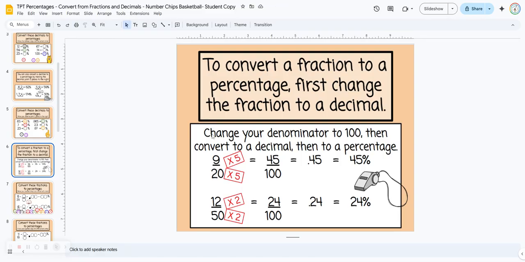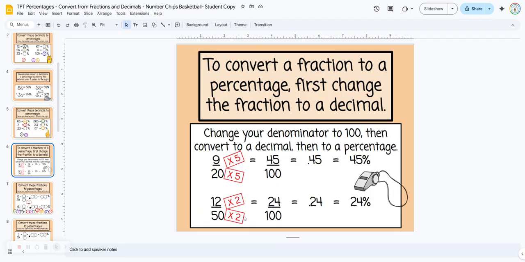Then they're shown how to convert a fraction to a percentage. Here, they want to create an equivalent fraction with 100 in the denominator. So that's one way to do this. So if they multiply the numerator and denominator by 5, they're going to get an equivalent fraction of 45 hundredths. So now they're comparing out of 100. It would be the same as 45 hundredths as a decimal, which would be 45%.